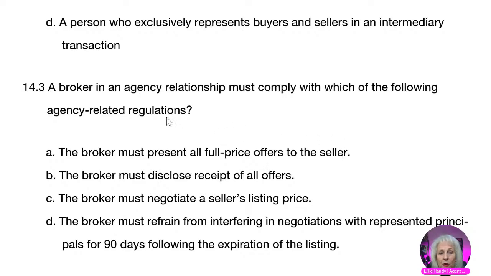A broker in an agency relationship means they have a signed agreement, right? As a buyer agent or as a listing agent. So it must comply with which of the following agency-related regulations? Type your answer in the chat if you know it.